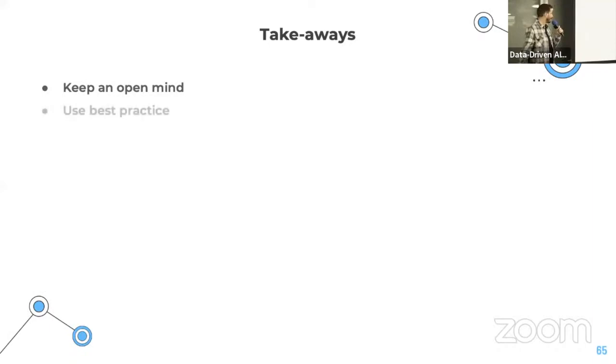The second takeaway is to use best practice. What we do here in Taboola is most of our models are not developed in Taboola actually. They are free. They are from the open web and you can use existing models and just do some manipulation to feed them into your own product. So it's free and you don't have to build your own model each time you are facing a problem.